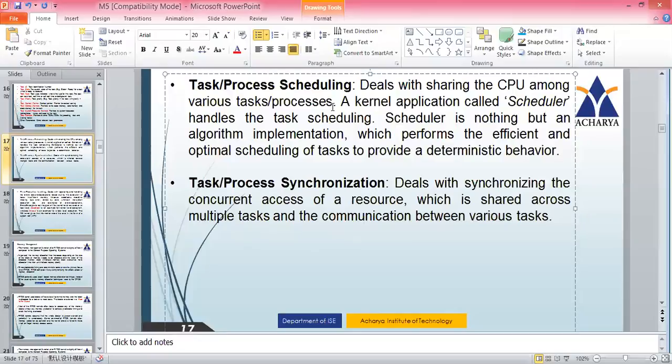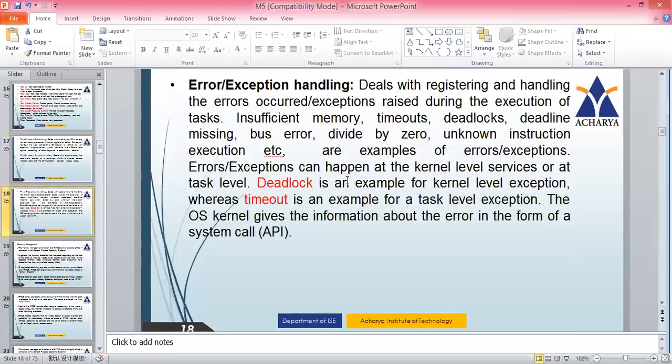Process scheduling is with respect to the CPU. Process synchronization is usually with respect to the resources shared by several processes, and they have to be synchronized. So now let's go to the next slide.